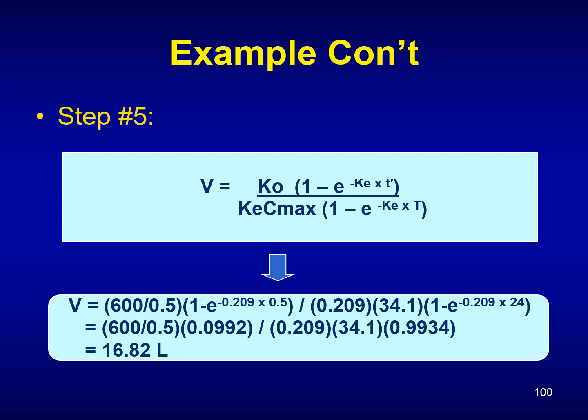Step 5, calculating the patient's actual V, this time using the patient's known Ke and Cmax. So if we plug in all the numbers with dose over infusion time, that's K naught, Ke is 0.209, T prime infusion time is 0.5 hours, again, all over Ke, times the patient's actual Cmax of 34.1, multiplied by 1 minus e to the negative Ke 0.209, times the patient's regimen's dosing interval, which is 24 hours, we derive that the patient's actual volume of distribution is 16.82 liters.